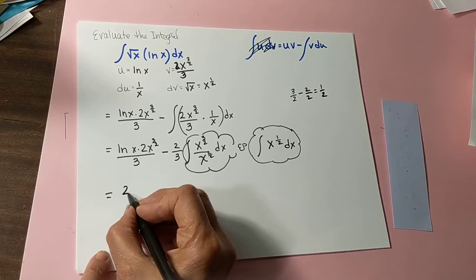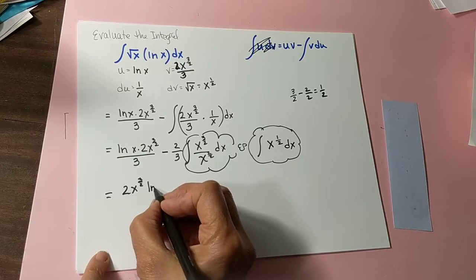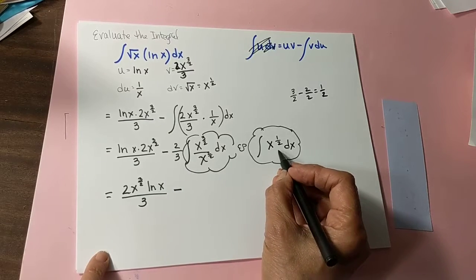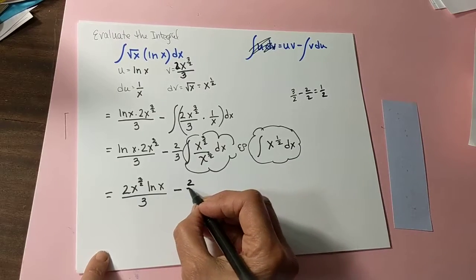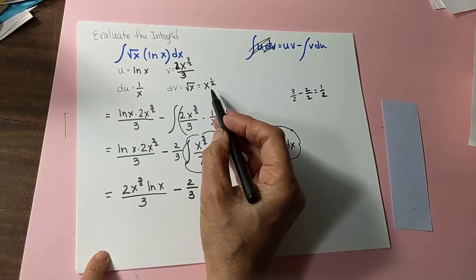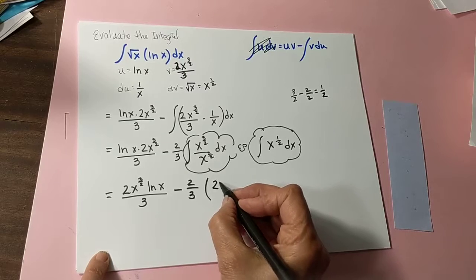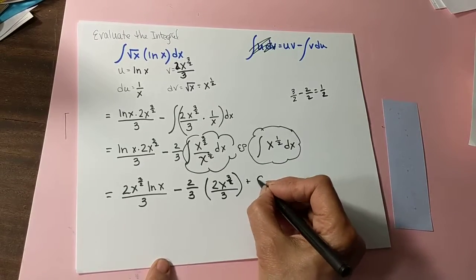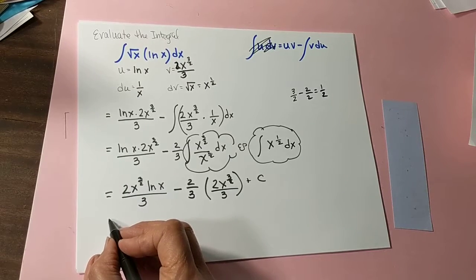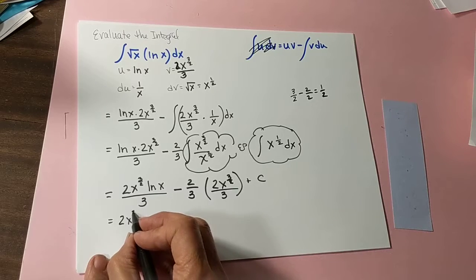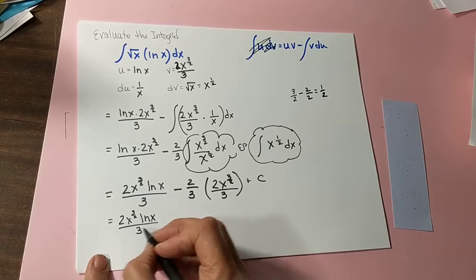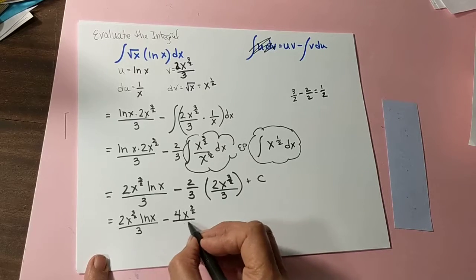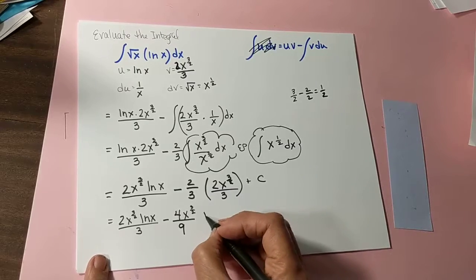2x to the 3 halves ln x over 3, minus the integral of this, and don't forget the 2/3, which I actually know already is this. So 2x to the 3 halves over 3 plus C. We're done. We can simplify further, which is nice because it actually looks like it'd be fun to simplify. 2x to the 3 halves ln x over 3 minus 4x to the 3 halves over 9 plus C.